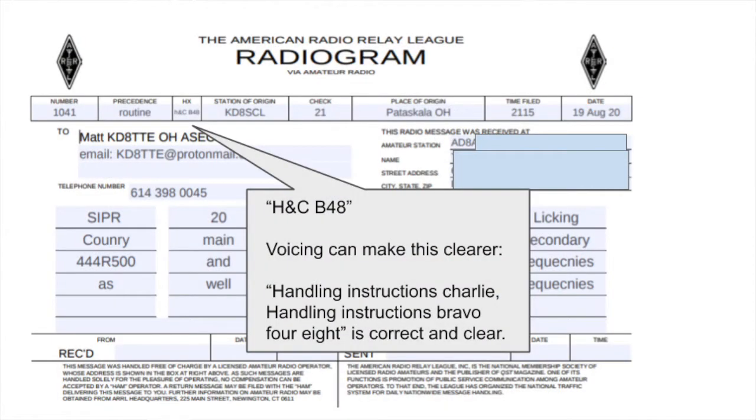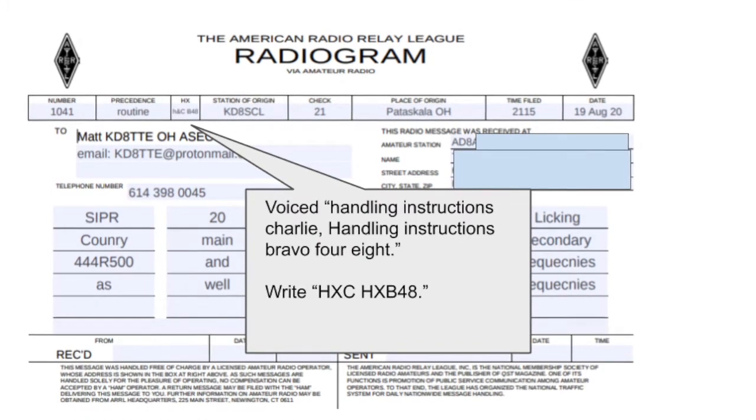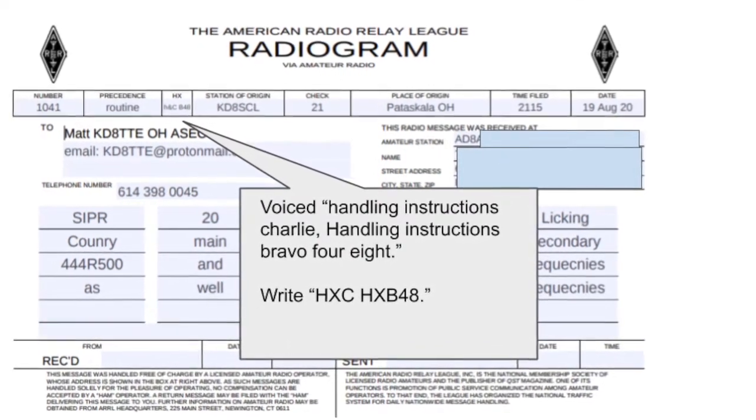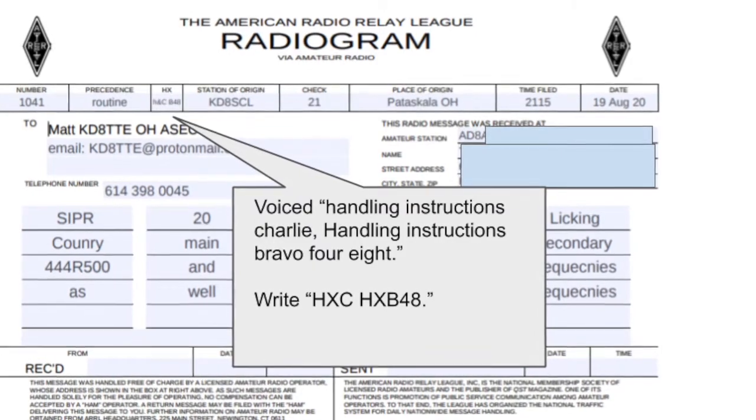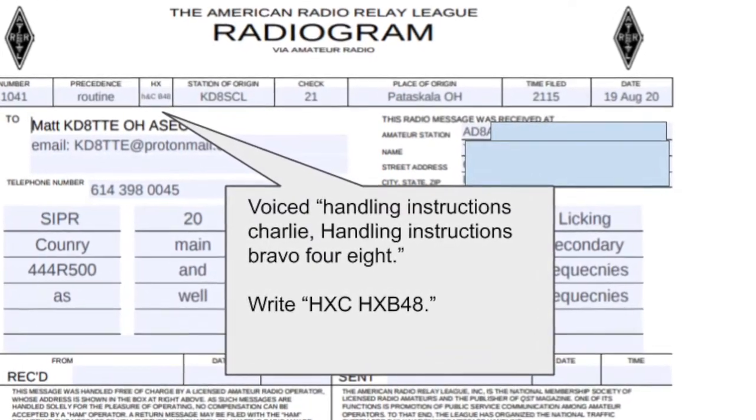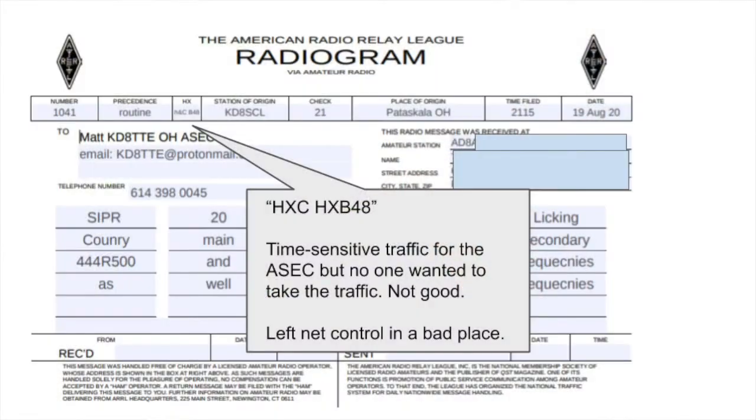Voicing makes this easier. Voice procedure is going to be handling instructions Charlie, handling instructions Bravo, forward 8. And what that means is that we're going to get HXC, HXB48. That's what we should have. Always remember that it is difficult to copy the traffic. The sending station operator needs to do everything they can to avoid confusion and to help the recipient, the receiving station, to get it right.